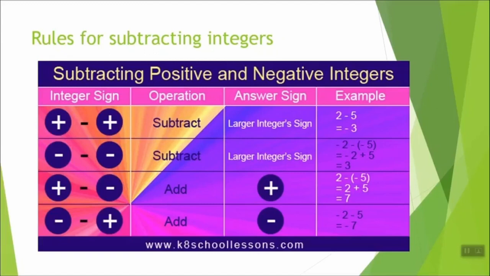But in the last two cases, when one is a positive integer and the other is a negative integer, the operation performed is addition, because here the two minus signs are coming together. So it becomes positive. So actually the question becomes two positive integers. So the same rule which you have done for addition will apply here.